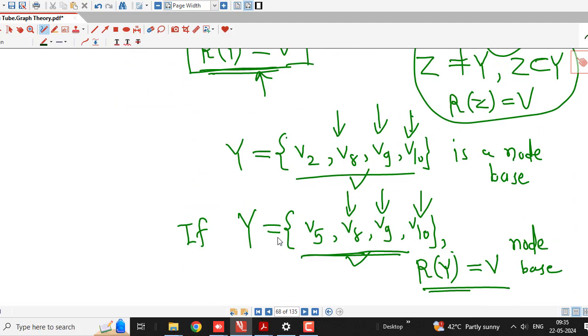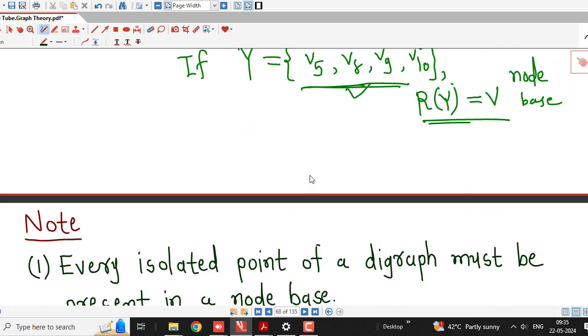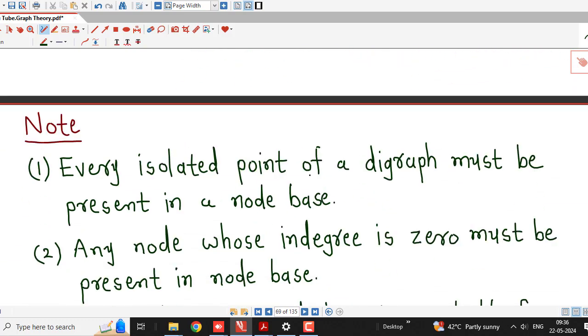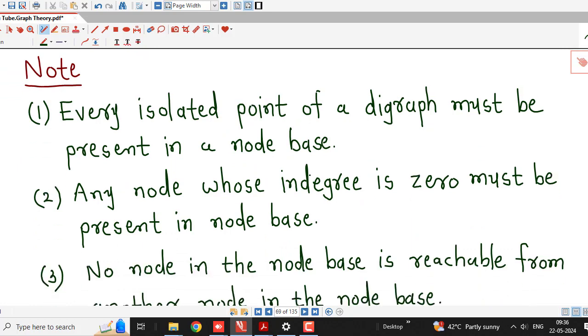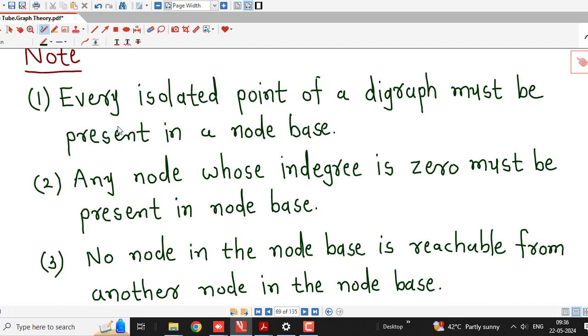Here we have taken V2. So one vertex from an elementary cycle can be considered in the node base. If you remember all these properties, it will be helpful to write down the node base. I am again reading all these properties which will be helpful in writing the node base.